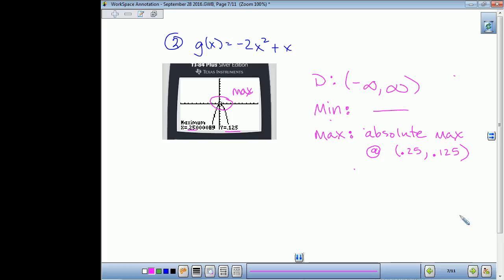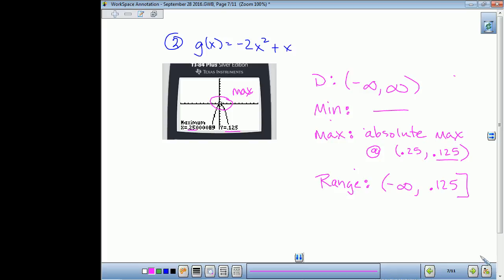Alright, go ahead and grab the third one, guys. Range. This one goes down forever, so it goes from negative infinity up to this highest y value, which is your max, 0.125. Absolute max or mins, absolute will be part of your range. Relative will not. So let's look at some relatives.